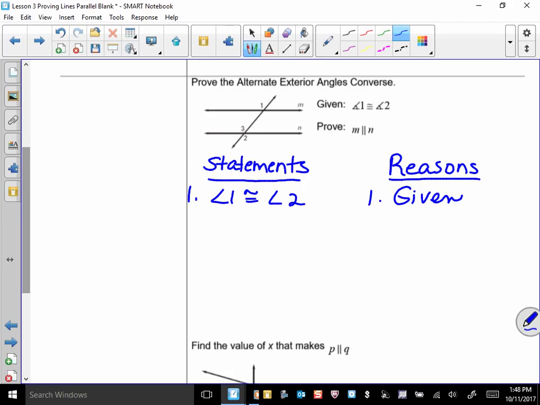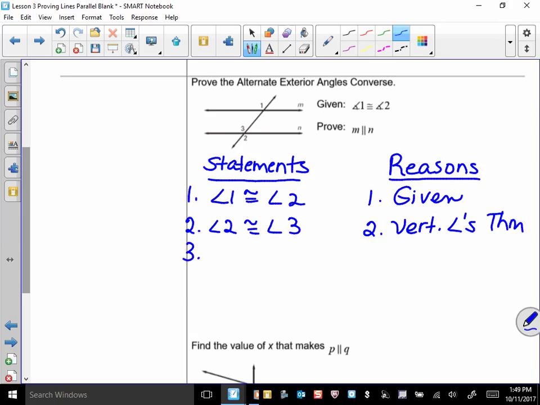All right, so I know that since I'm trying to prove those two lines M and N are parallel, I'm going to have to use one of the converses. All right, so let's see. What else do I know from looking at this picture? Oh, I see something. I know that angle 2 is congruent to angle 3, right? How do I know that? Because they're vertical angles, and the vertical angles theorem tells me that.